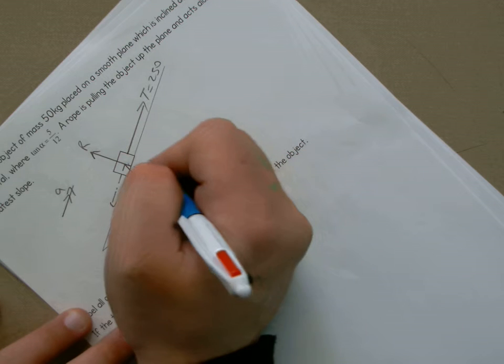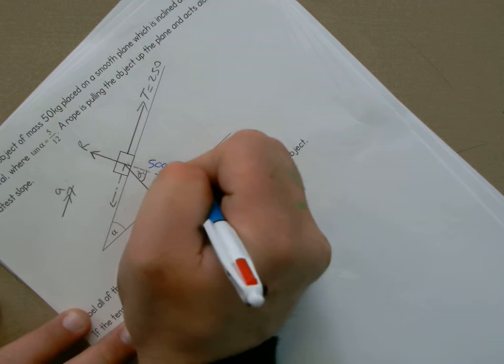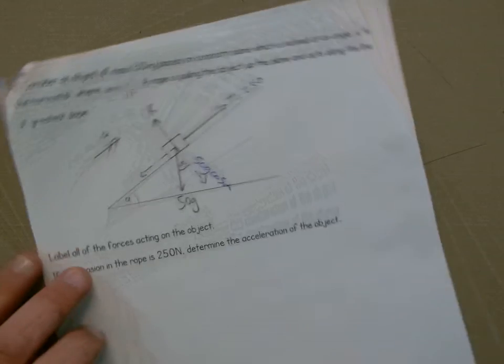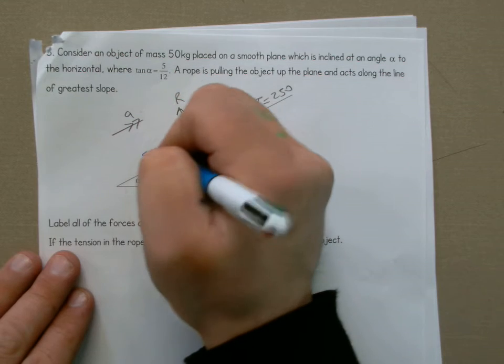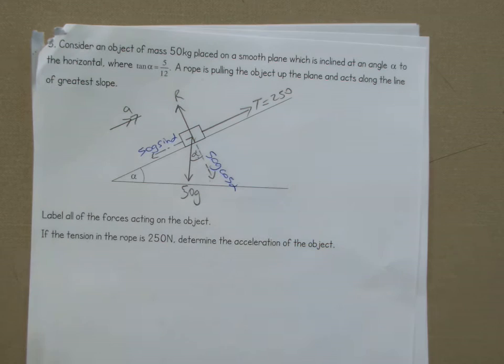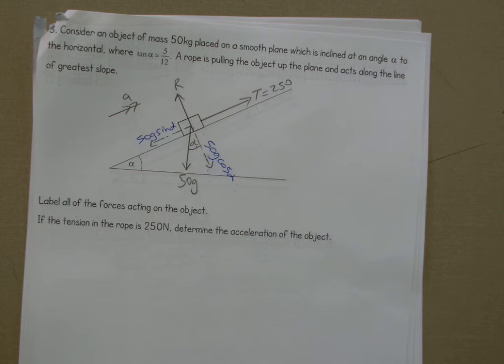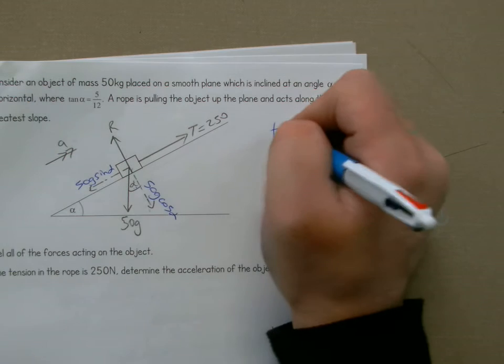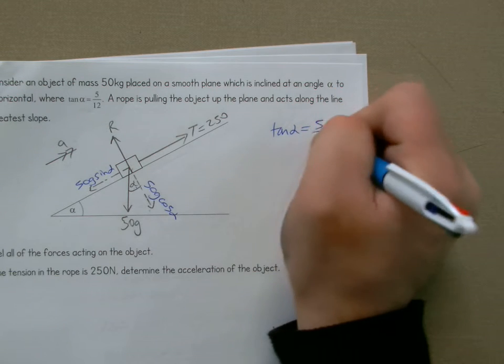We're going to write here 50g cos alpha, and then opposite, 50g sine alpha. We don't know what they are, so we just leave it like that. Cos alpha, sine alpha. Having said that, we are told that tan alpha is equal to 5/12.